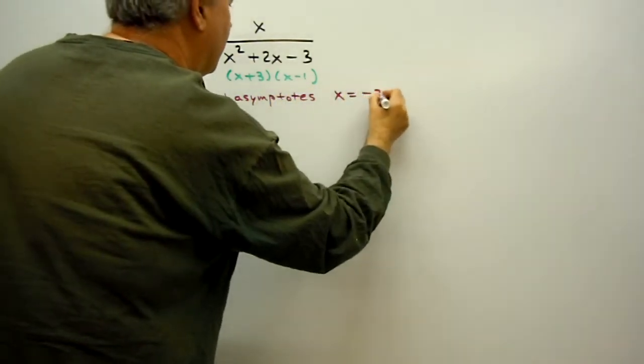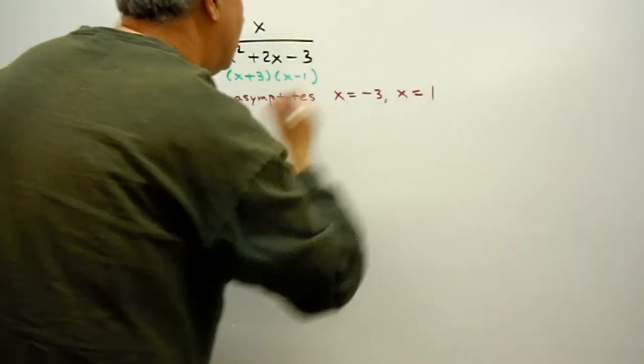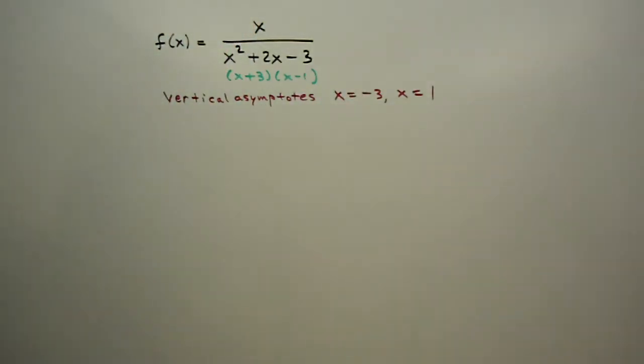x equals negative 3, x equals 1. And again, make sure that you write down x equals negative 3 and x equals 1, not just negative 3 and 1, because you're giving the actual equation of two vertical lines.